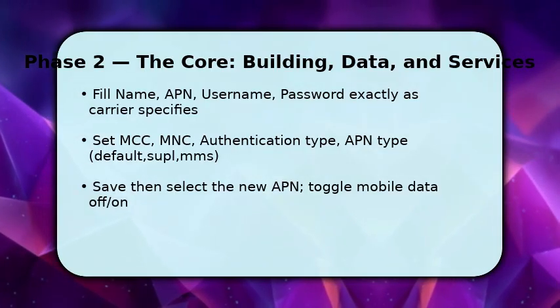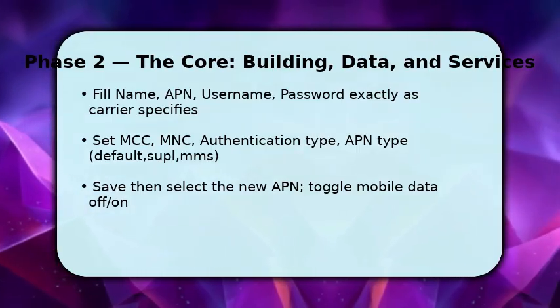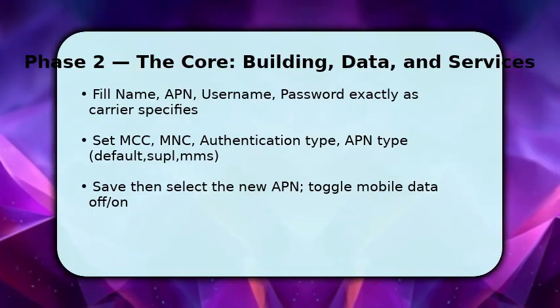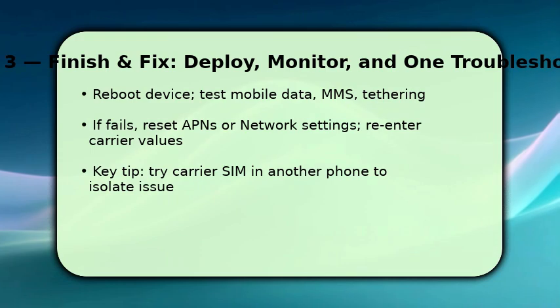Once filled, save and tap the new APN to select it. Then toggle mobile data off and back on to register the change. You finish by rebooting the phone and testing mobile data, MMS, and any tethering or VoLTE LTE features you need.